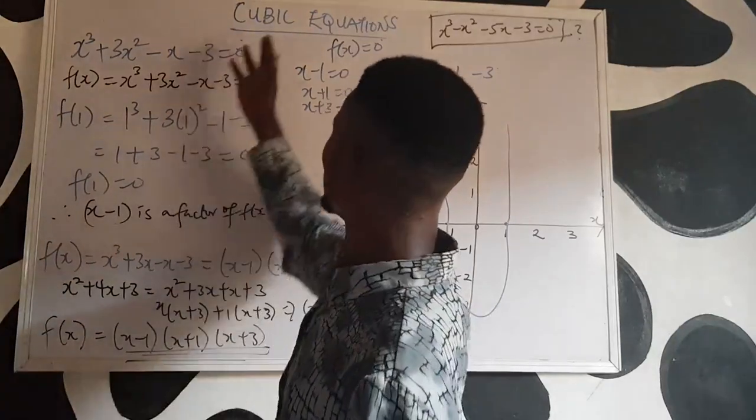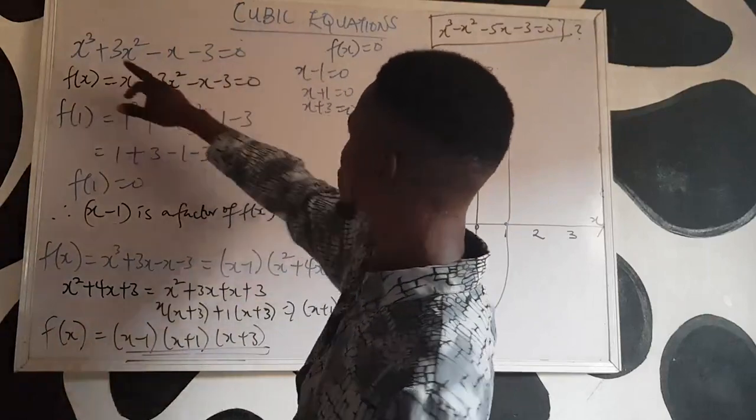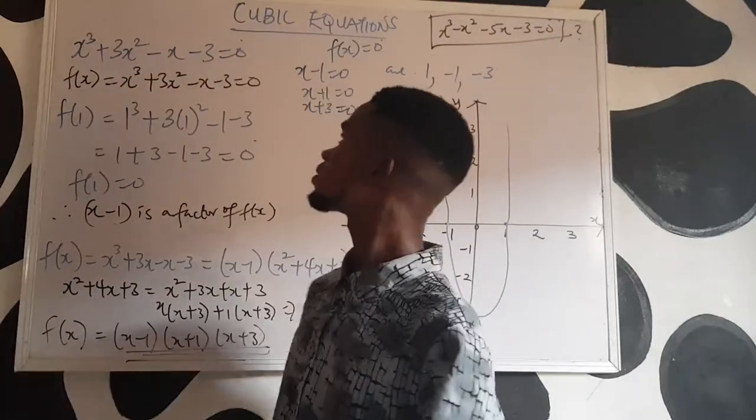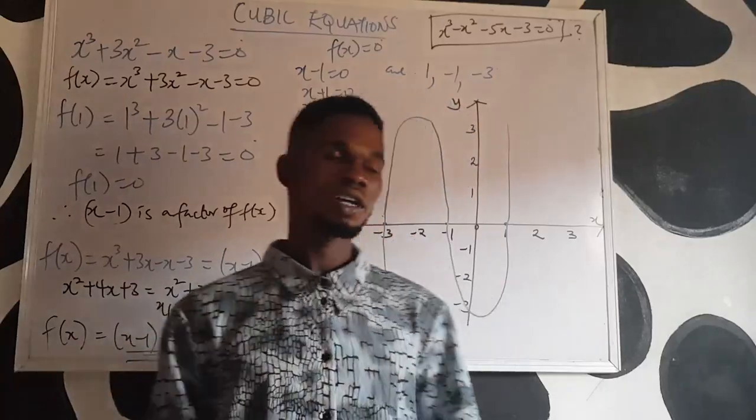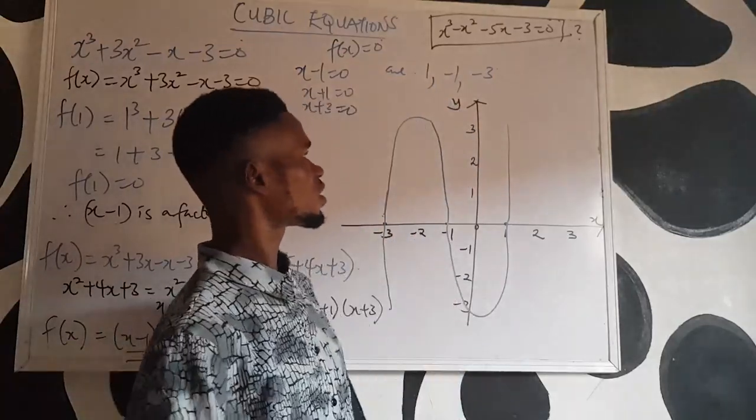So this is an example taken. x cubed plus 3x squared minus x minus 3 equal to 0. And this is the sketch of the cubic equation.